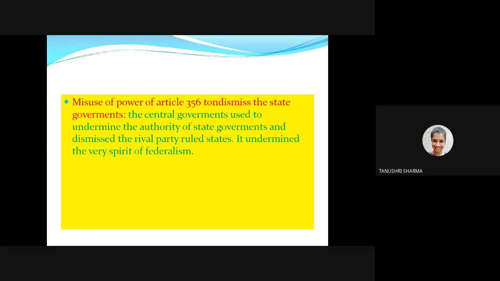Misuse of power of Article 356 to dismiss the state governments. The central government used to undermine the authority of state governments and dismiss the rival party ruled states. It undermined the very spirit of federalism. Thank you.